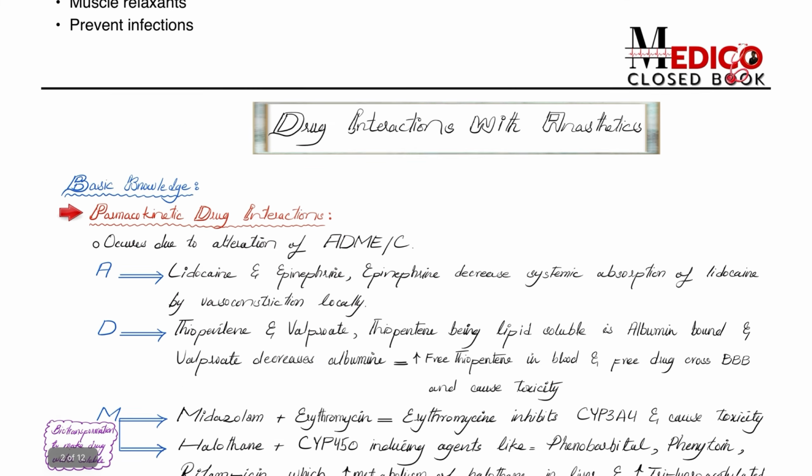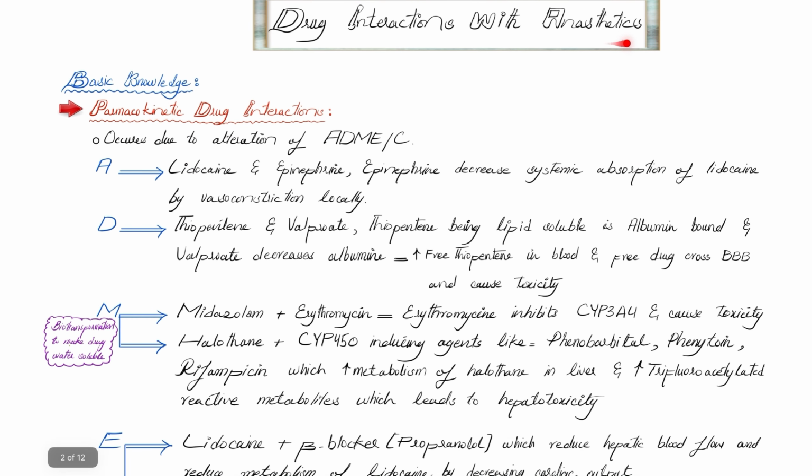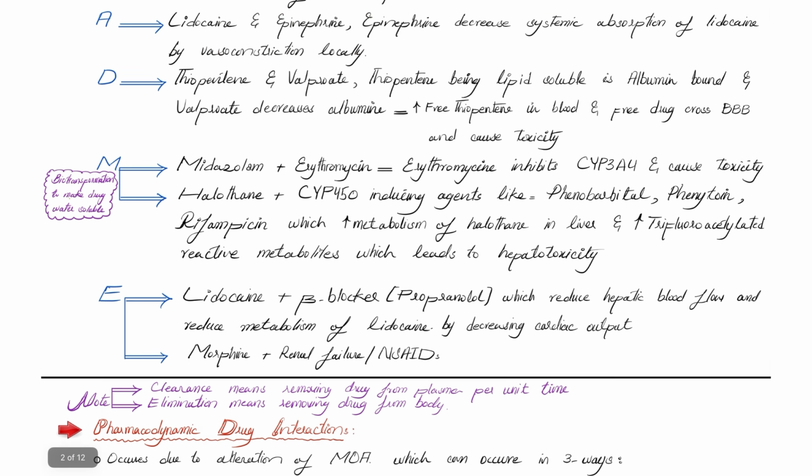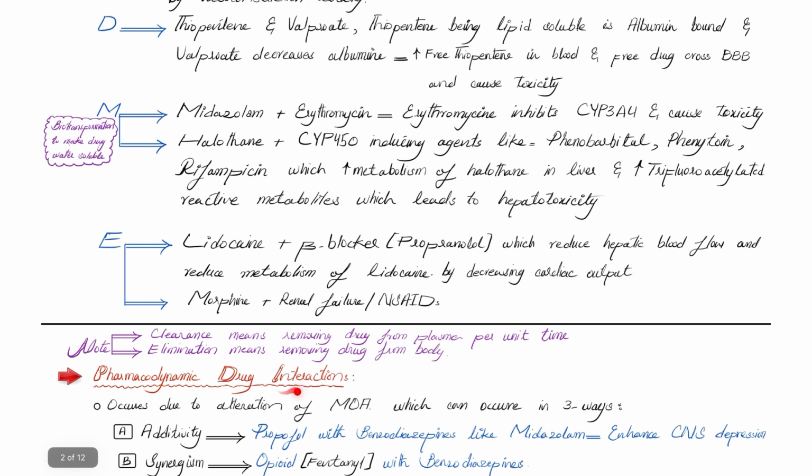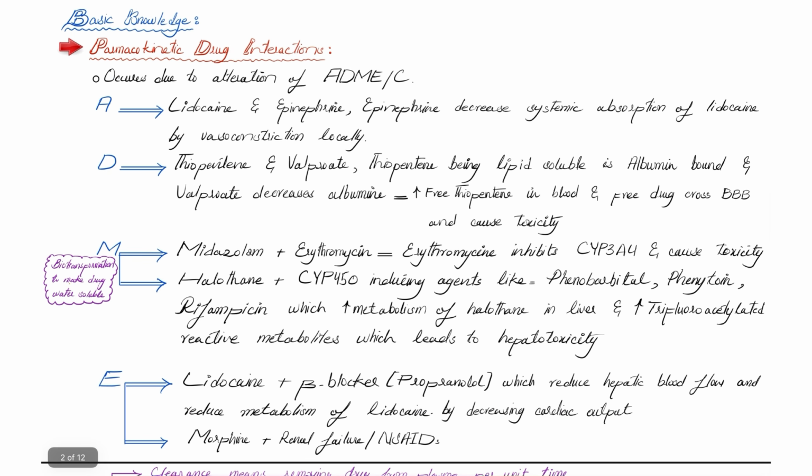Drug interactions with anesthetic agents. Now let's have some basic knowledge. Drug interactions are of two types: pharmacokinetic drug interactions and pharmacodynamic drug interactions. Pharmacokinetic drug interactions occur due to alteration of ADME. That is, A stands for absorption, D stands for distribution, M stands for metabolism, E stands for elimination, and C stands for clearance. Now, let's talk about some of the examples.